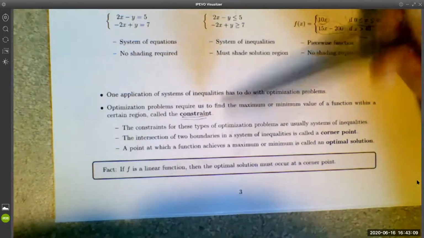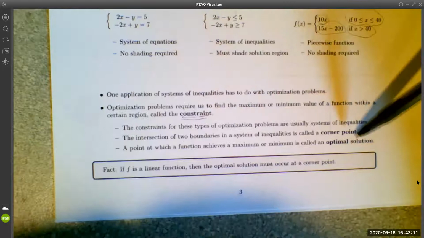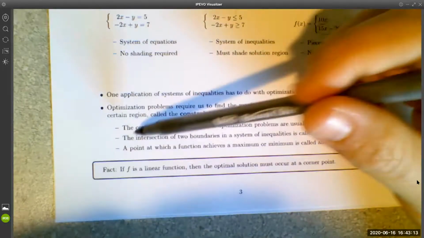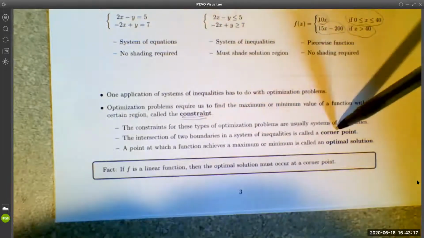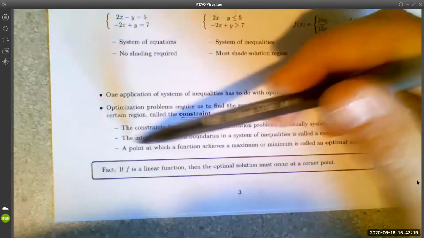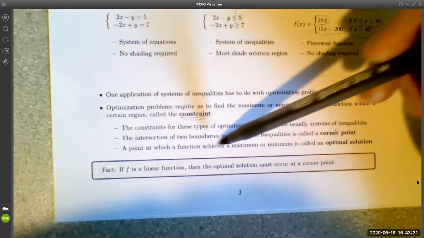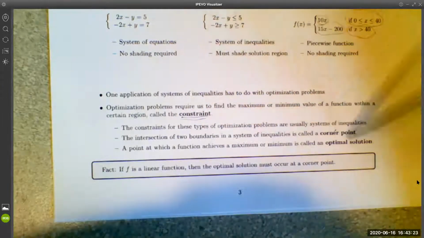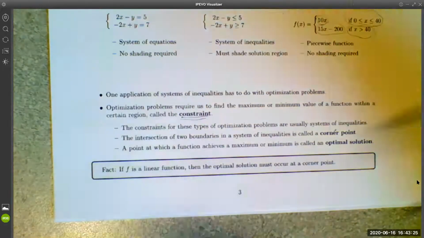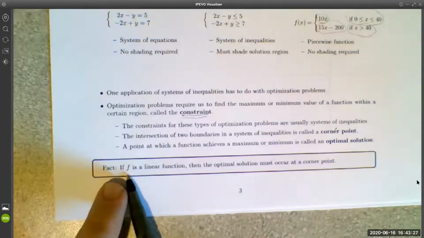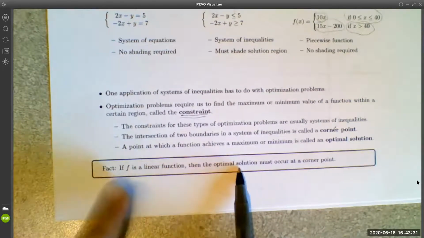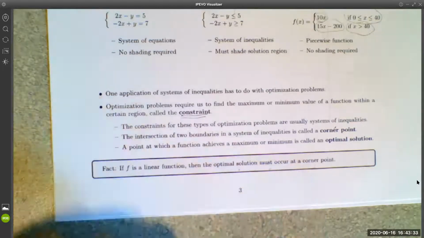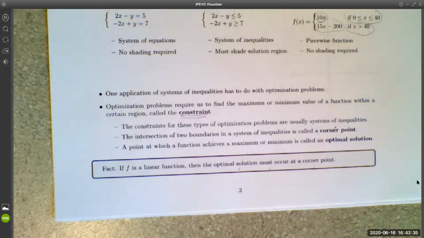Now, in order to solve these problems, a couple pieces of information are going to be useful. So first of all, the intersection of two boundaries in a system of inequalities is called a corner point. And second of all, a point at which a function achieves a maximum or minimum is called an optimal solution. So now we have this following fact. If f is a linear function, then the optimal solution must occur at a corner point.